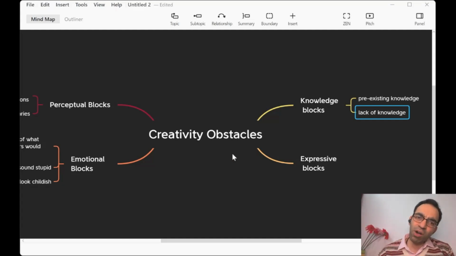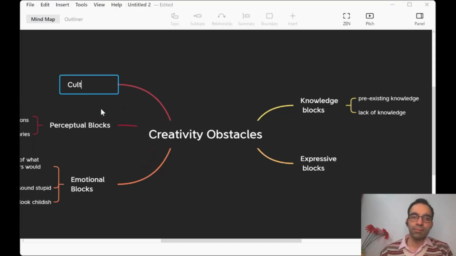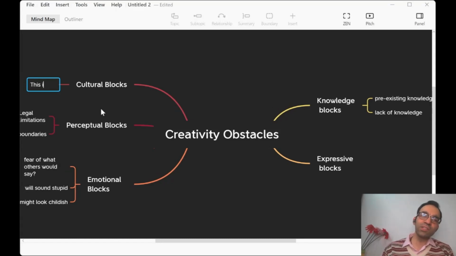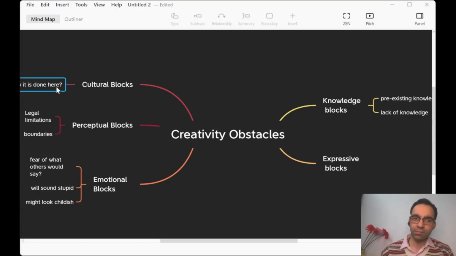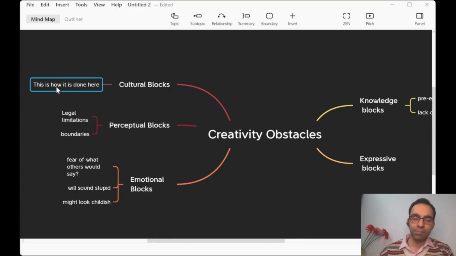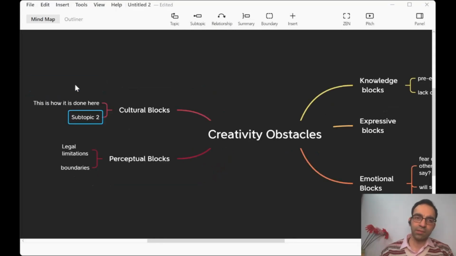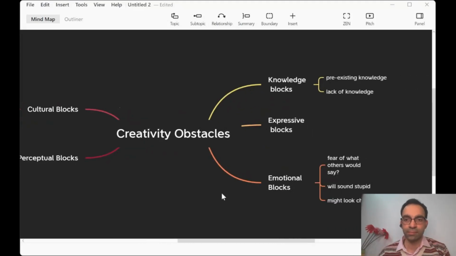Okay. Then what else can we say? Can we talk about cultural blocks? Here, this is just how it is done. Yes, sir, social norms. Yes, definitely, this is how it is done here. So can we call it social norms? Or traditional blocks, like it's a tradition, it's the way it is. It's our tradition, we will do it like this. When you think like that, you close many options and don't even explore them.